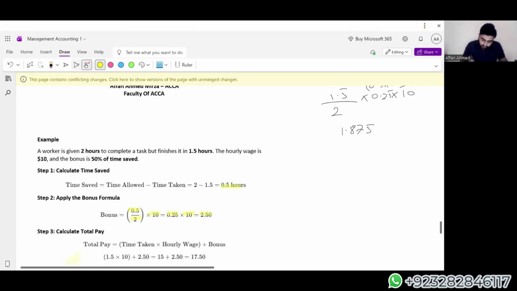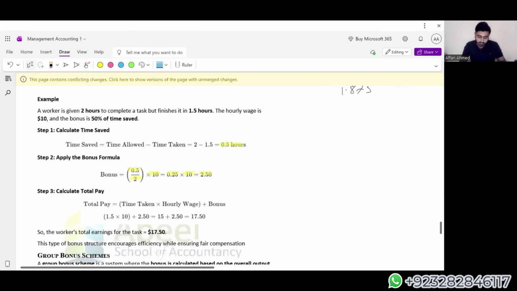Time saved is 0.5. So 0.5 divided by 2 into 10 is a different calculation. This is a different step that we have taken. So $2.5 is basically the amount of money that we have saved, according to the 50% as well. Otherwise, it would have been 0.5 into 10, so $5. $5 into 0.5. Now here I just break it down. 0.5 into 2 into 10 is equal to what I am getting.